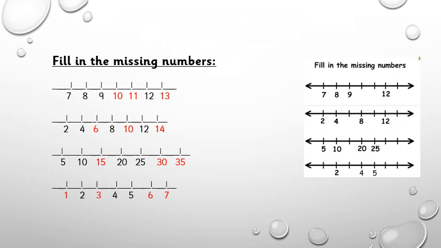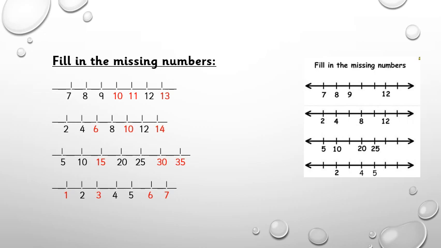Next, we have the number lines. So if we have a look at the first number line, we have 7, 8, 9, blank, blank, 12, and a blank again. So if we were to fill those in, we would go 7, 8, 9, 10, 11, 12, and 13. We will fill in 10, 11, and 13. Our next slide goes 2, 4, blank, 8, blank, 12, blank. When we fill it in, we will fill in 6, the 10, and the 14, so that it reads 2, 4, 6, 8, 10, 12, and 14.